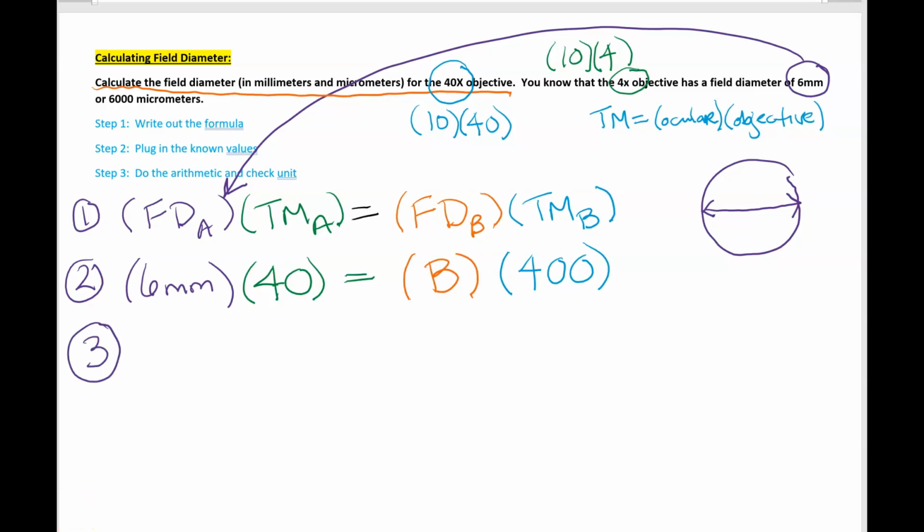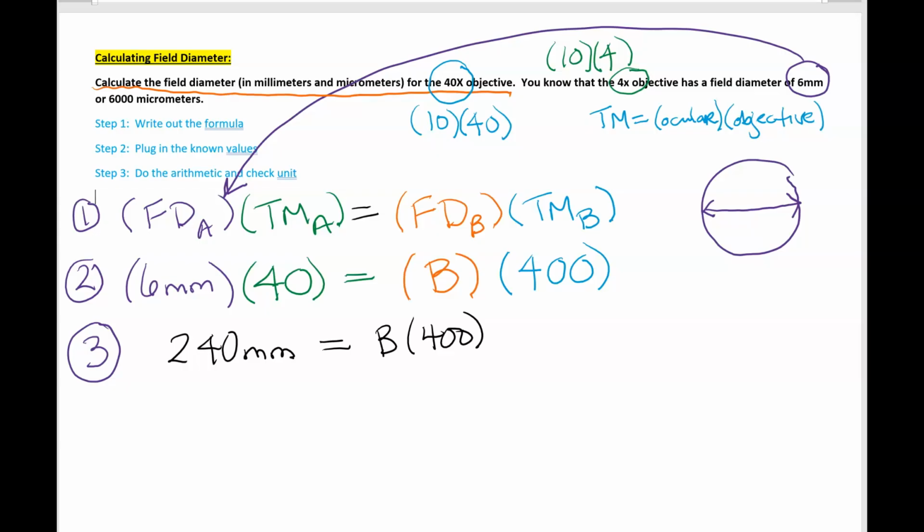So in step 3, I'm simply doing the arithmetic, but I know it's been a little while for some of you, and you want to make sure that you're doing the mathematics correctly. So let's do out all of those steps. So I know, or I can multiply on a calculator, 6 times 40 would give me 240, and I retain my unit, equals B times 400.